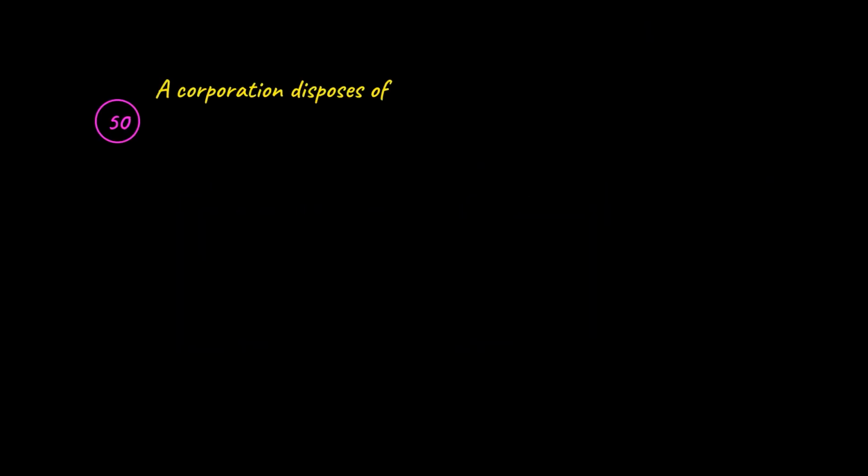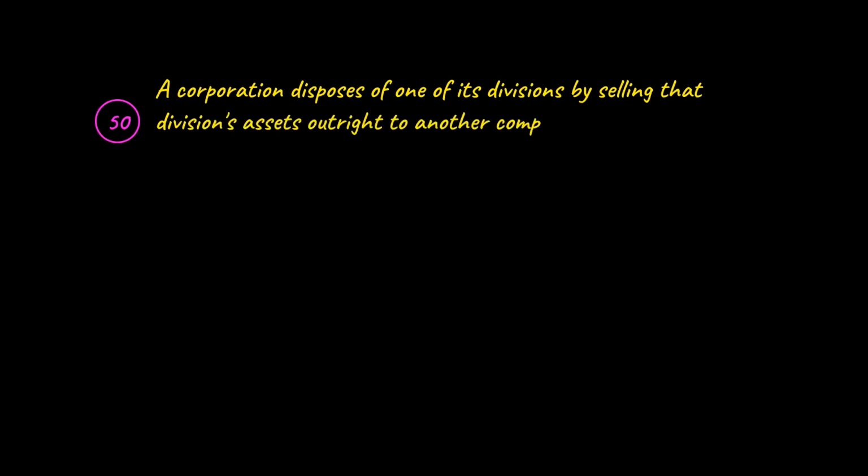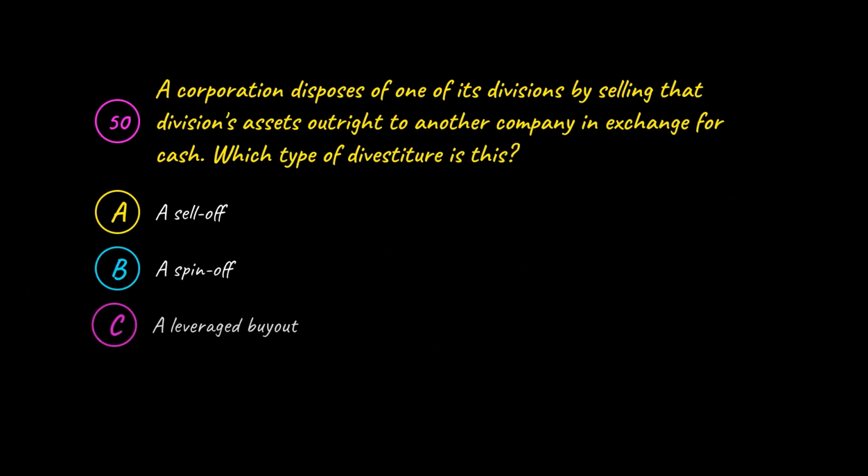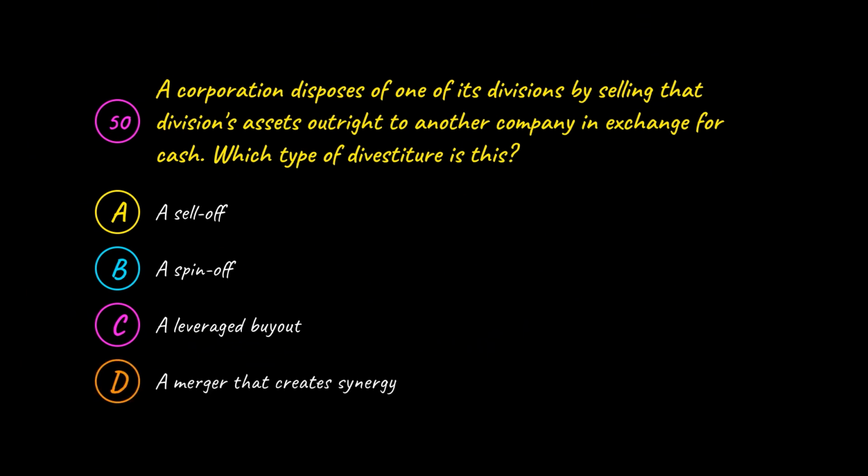Question 50. A corporation disposes of one of its divisions by selling that division's assets outright to another company in exchange for cash. Which type of divestiture is this? Your options are A, a sell-off; B, a spin-off; C, a leveraged buyout; D, a merger that creates synergy. Take a second. Which answer would you pick?